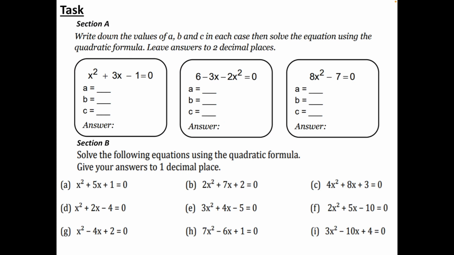Okay, and can you please pause the video here and have a go at these questions? For section A, I need you to write down the values of A, B and C and then use the quadratic formula to find your answers. You're likely to need quite a bit of space for these. Be careful on this one. Something is slightly different here. Think about what is missing, what that means, what you're going to substitute in that case. Then when you get onto section B, you will still probably want to write down what A, B and C are, but that won't be part of the marking.